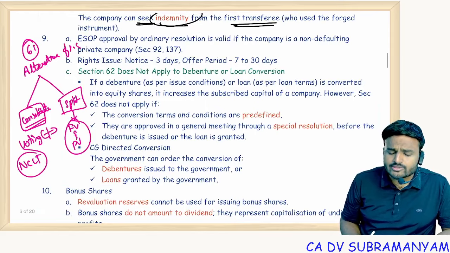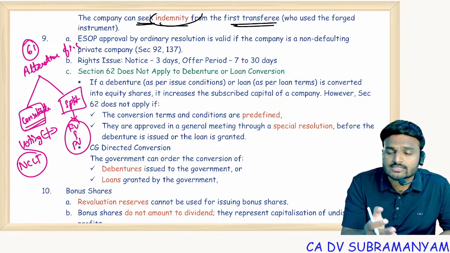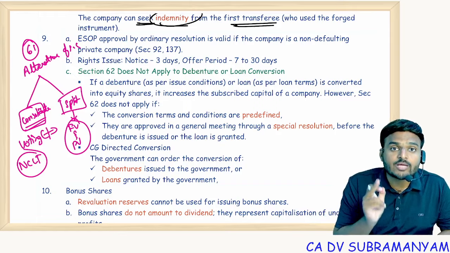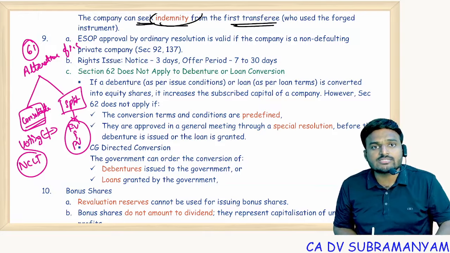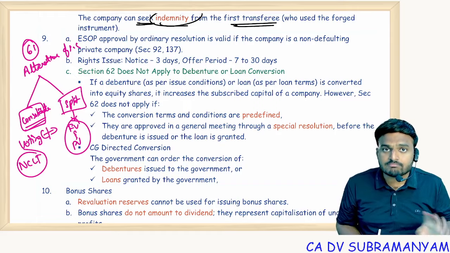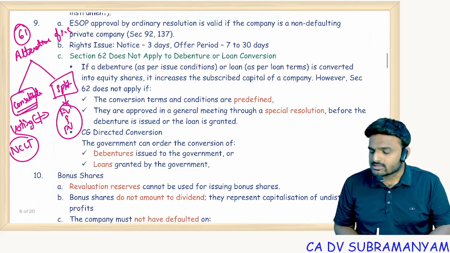And one more point, a company cannot issue stock directly. First, the company will issue shares. Later, shares will be converted into stock. Which shares? Fully paid up shares can be converted into stock. You remember this point. No company is allowed to issue stock directly. First, it will issue shares. If they are fully paid up, they can be converted into stock. Remember that point. Next, section 62.